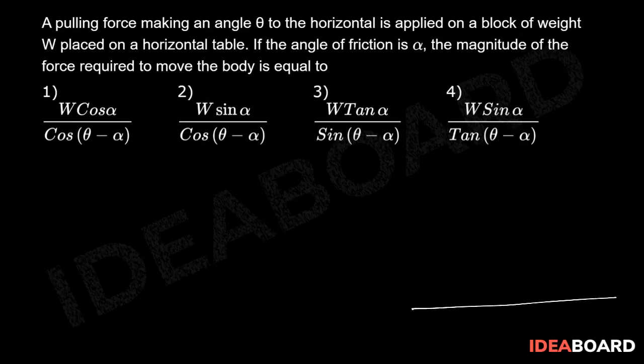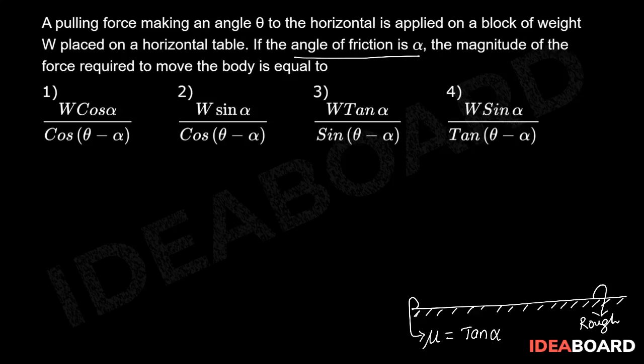Let us suppose that this is a horizontal table. According to the problem, the surface of this table is rough, and he said that the angle of friction is alpha. So we know that the coefficient of friction is tan of the angle of friction, which is alpha. So the coefficient of friction for this surface is mu equals tan alpha.